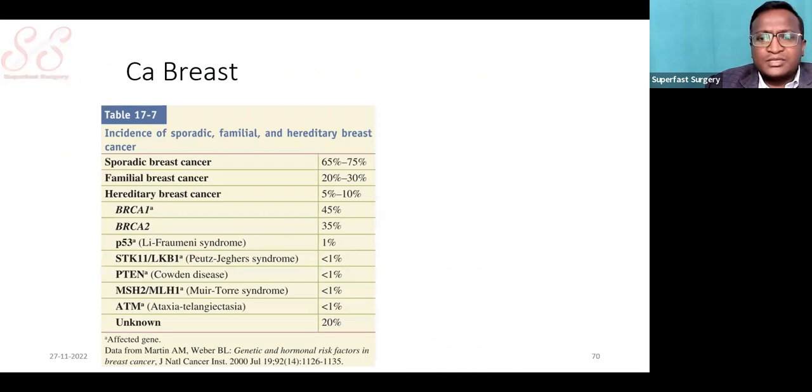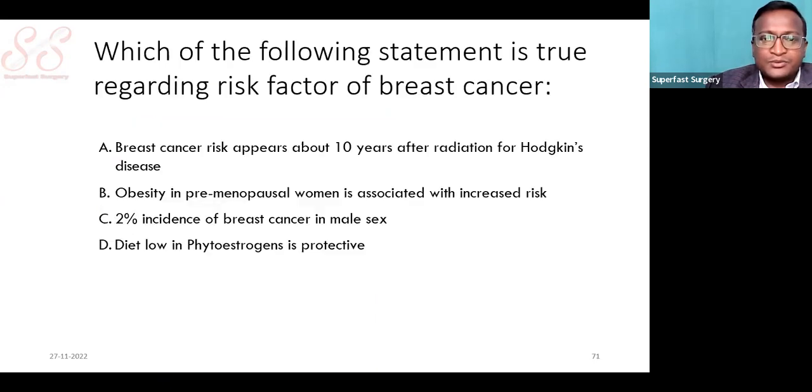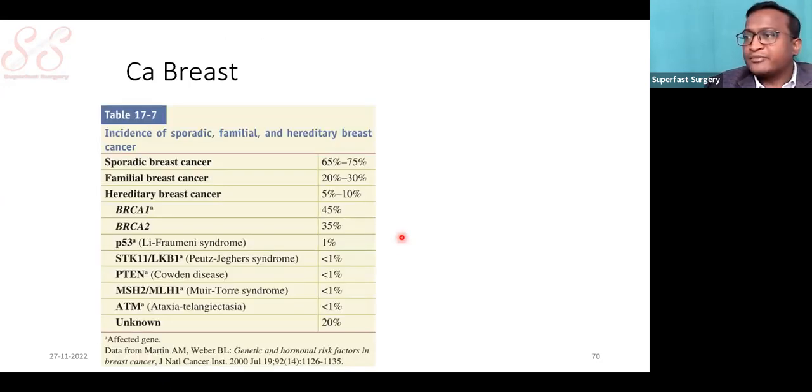We'll now be discussing in great detail carcinoma breast, right from the risk factors and everything till the treatment. Would you like to take a break and then should we start? A break of 5 minutes. We'll have a break of 5 minutes and then we'll resume shortly.